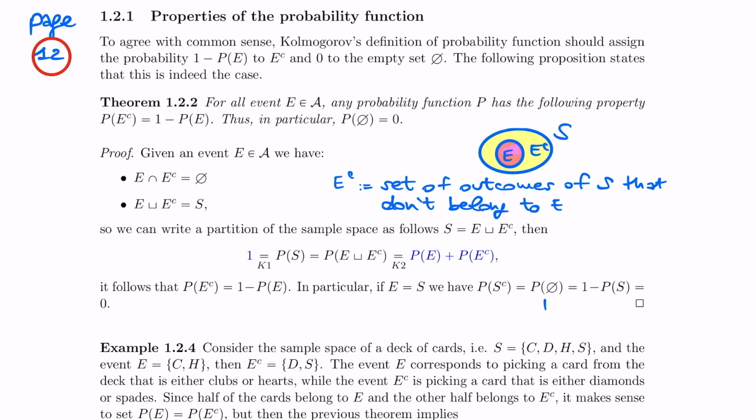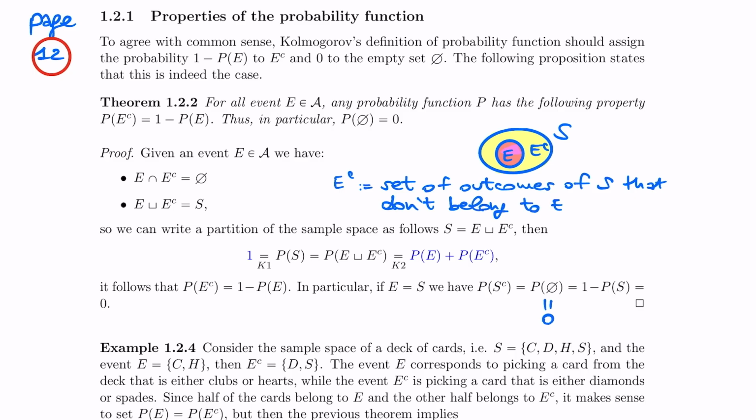This is the reason why we don't have to demand explicitly in the definition of the probability function that the probability of the empty set is 0, or that the probability of the complementary of an event is 1 minus the probability of the event itself, because these properties are implied by the Kolmogorov axioms 1 and 2. Each time we define a mathematical object, in this case the probability function, we have to check that its properties agree with what we expect.